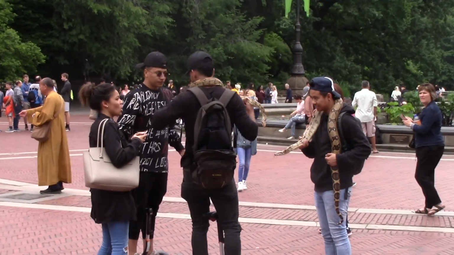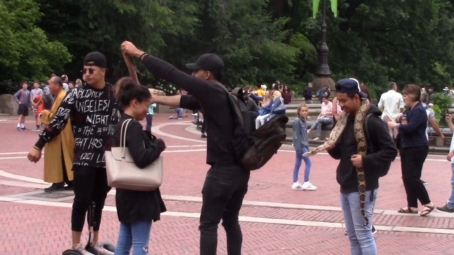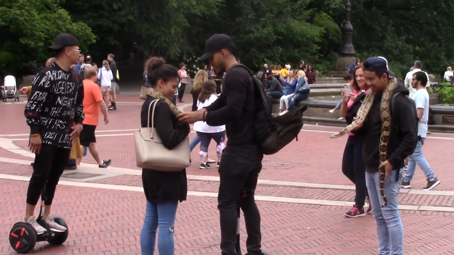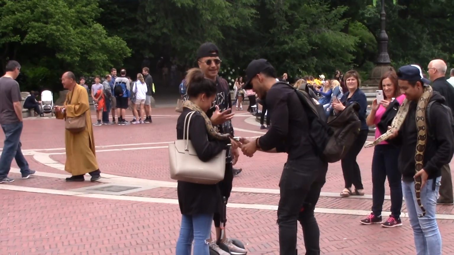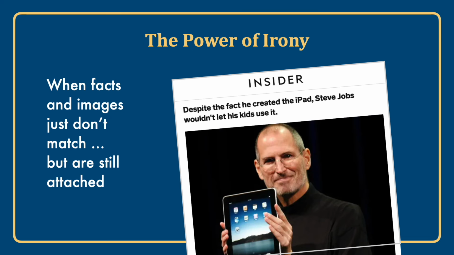Find irony. Irony happens when facts and images just don't match, but they're still attached. Somehow it highlights something important. Details can offer delicious irony. Consider this passage from Ken Auletta's profile of consumer advocate Ralph Nader.